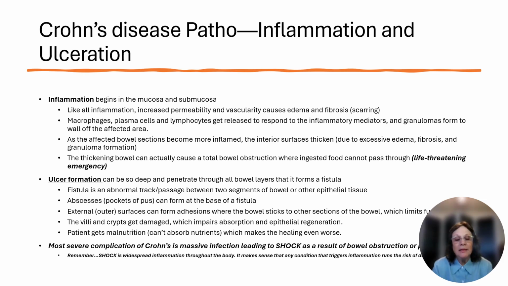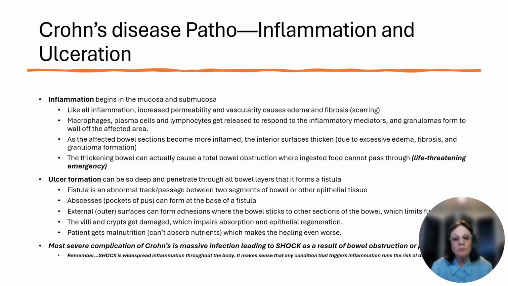So Crohn's is an inflammatory disease, and the inflammation starts in the mucosa and in the submucosa. And again, like all kinds of inflammation, we end up with increased permeability and vascularity, which is going to cause fluid to move, and it's going to cause edema and fibrosis or scarring of the small intestine. The macrophages, the plasma cells, the lymphocytes are all going to get released like they always do. They're going to come in and try to respond to the inflammatory mediators, and they end up forming granulomas to kind of wall off the affected area.